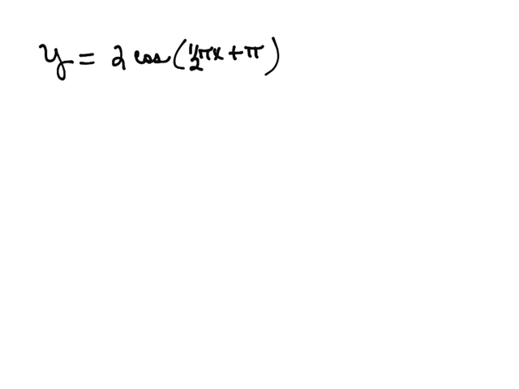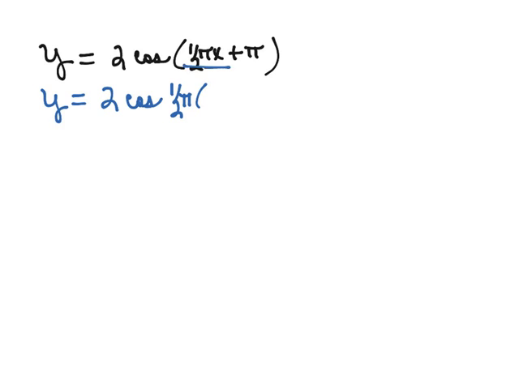In this example, we want to graph y equals 2 times the cosine of 1/2 pi x plus pi. Now this looks pretty complicated and doesn't look like the format that we normally use. I like for my b that gives me the period to be out in front of my parentheses. So I'm going to factor out the 1/2 pi.